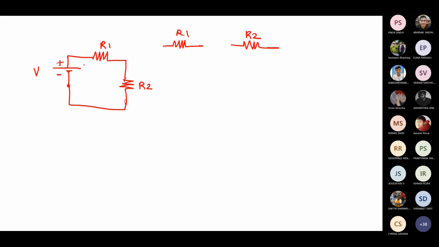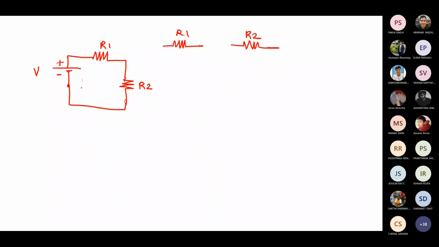So now we have two resistors like this, all connected in series. How many closed paths are you getting here? We have one. Only one closed path. How many currents will be flowing? Only one current. For one closed path, only one current will be flowing, whatever the elements might be, whether you have two elements or n elements.